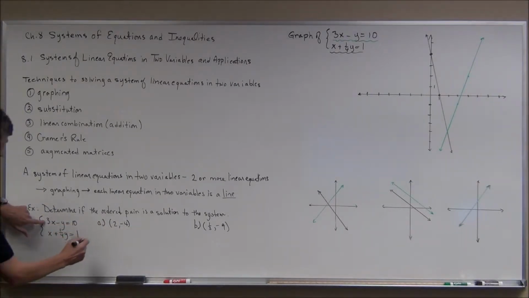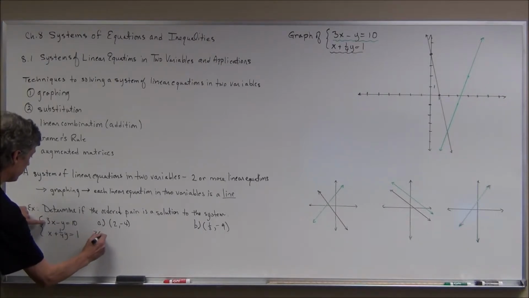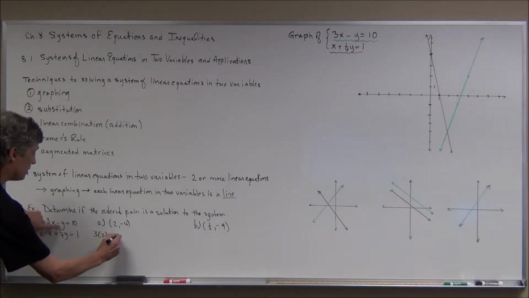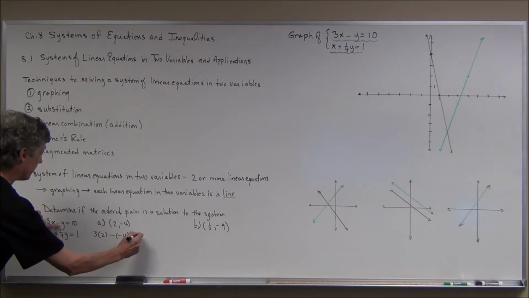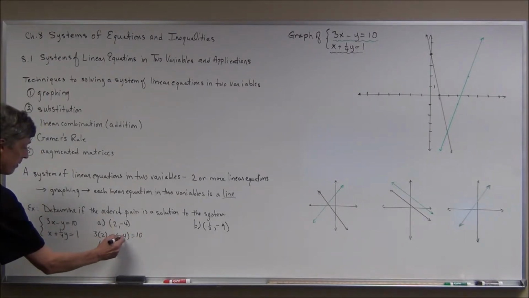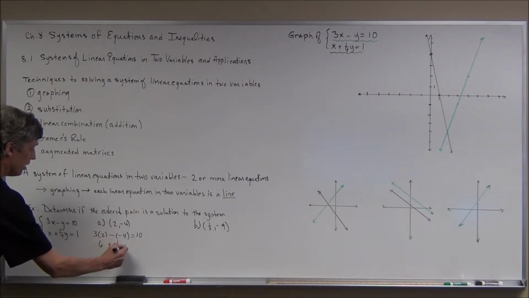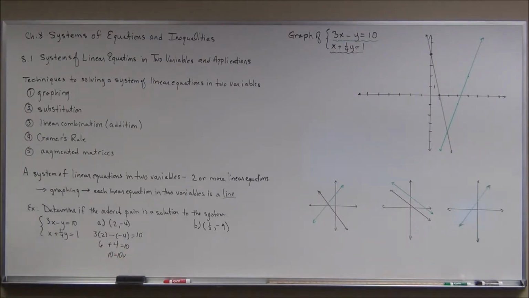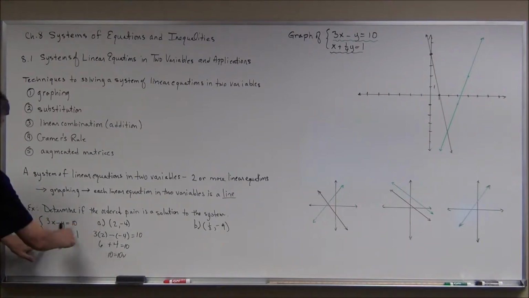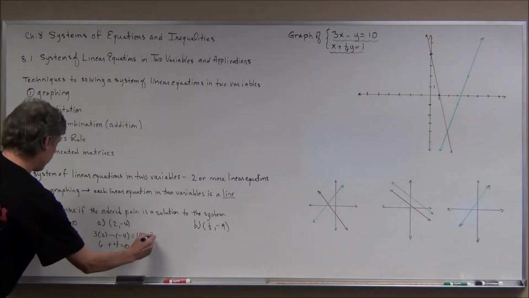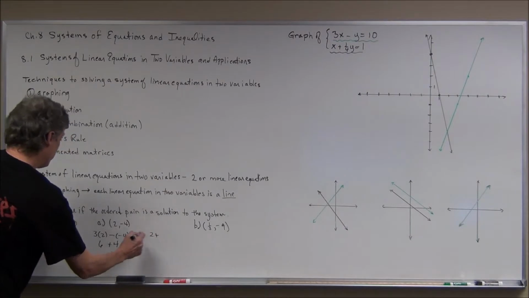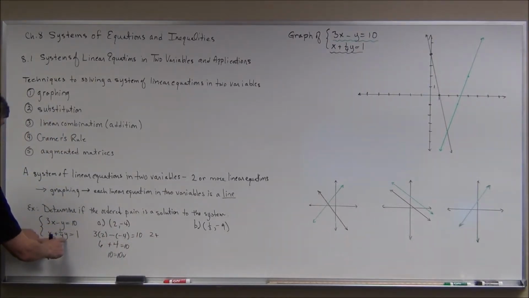I'll plug in here. That would give me 3 times 2 minus y, which is negative 4. Does that equal 10? Well, that's 6 minus a negative is plus 4. Yeah, this one checks out okay, at least with the first equation. Now I'll try the second equation here. I'll plug the 2 in for the x, plus I'll plug the negative 4 in for the y.